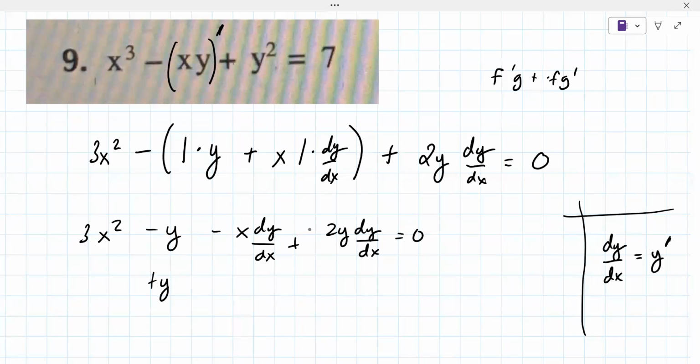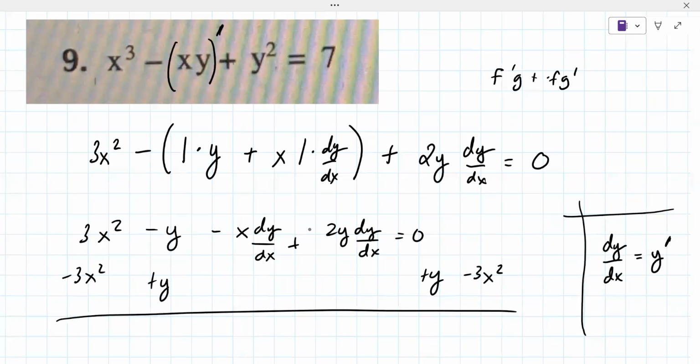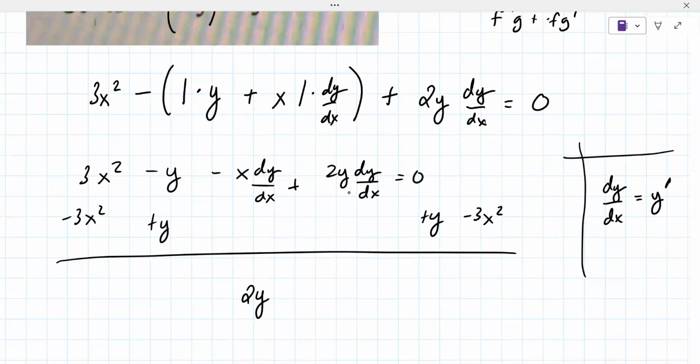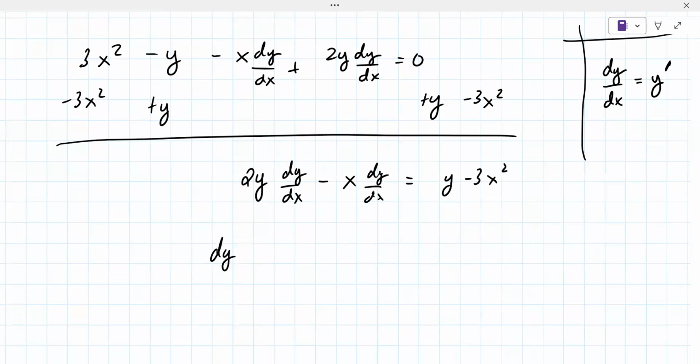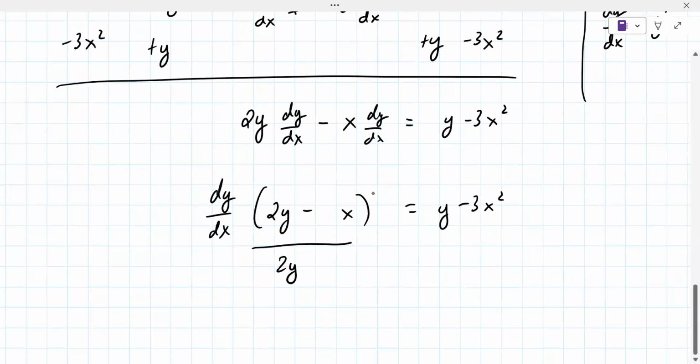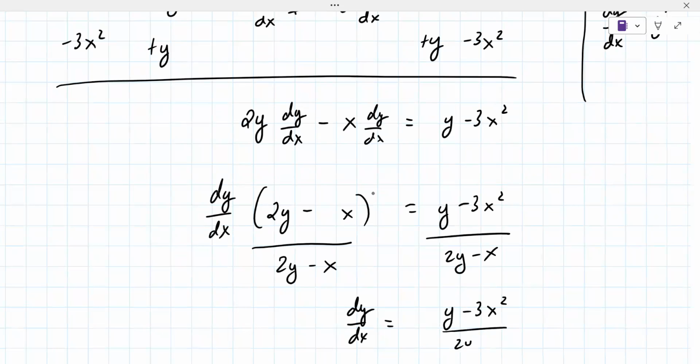So you're going to add y, subtract 3x squared from both sides. Okay, and then I'm just going to rearrange this a little bit. So it's 2y dy/dx minus x dy/dx on the left equals y minus 3x squared. Then you factor out a dy/dx from both: (2y minus x) dy/dx equals y minus 3x squared. Divide by 2y minus x, so dy/dx equals y minus 3x squared over 2y minus x, like that.